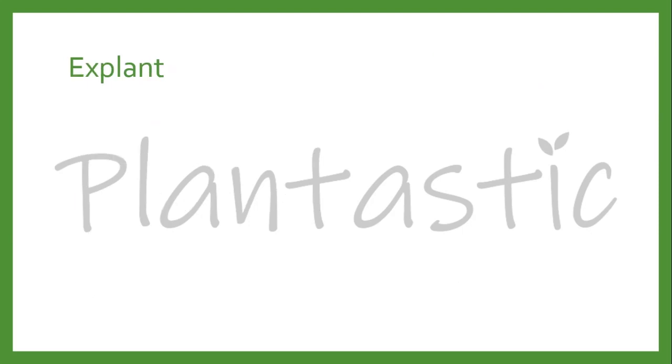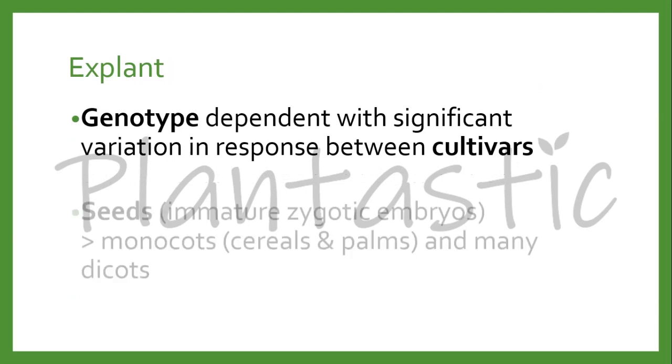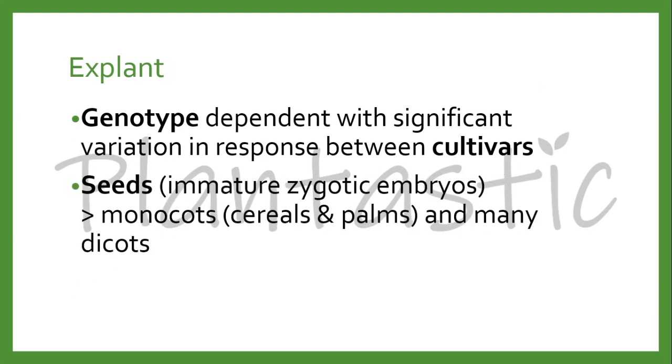Next, the explant genotype is dependent, with significant variation in the response between cultivars. This means that, for example, seeds, known as immature zygotic embryos, often show great significance as compared to monocots like cereals and palms and many dicots.